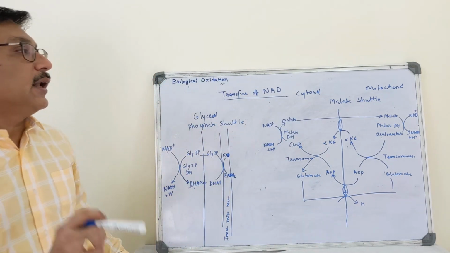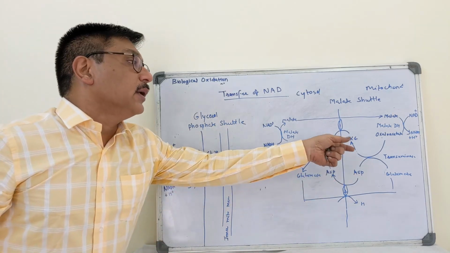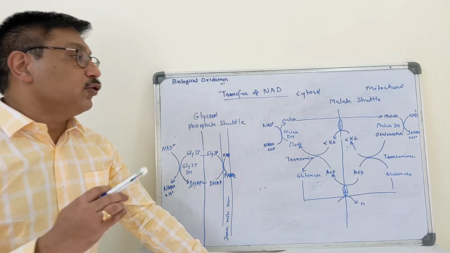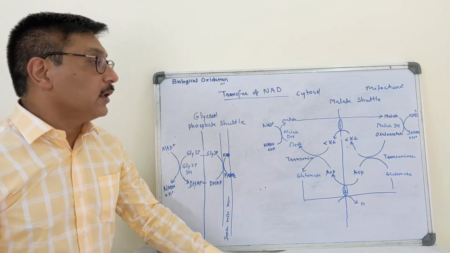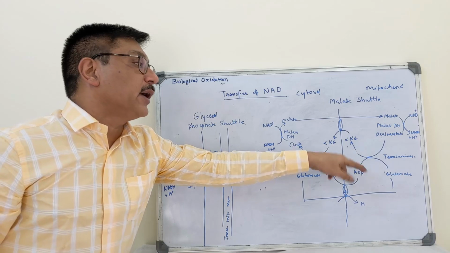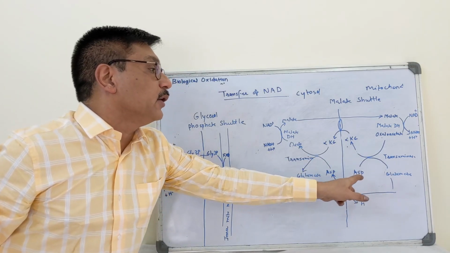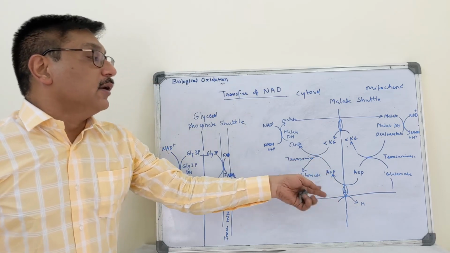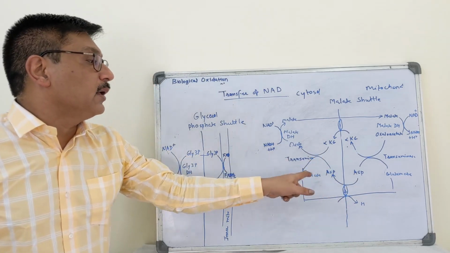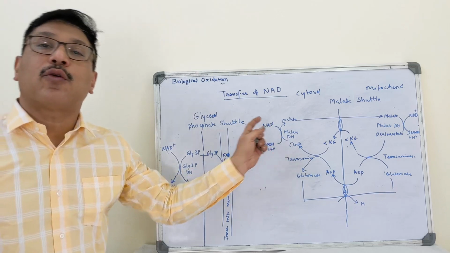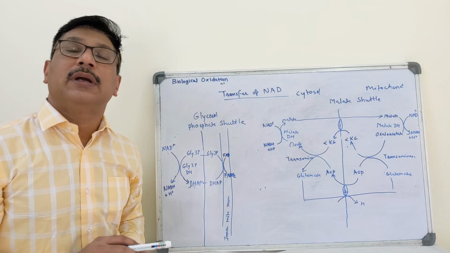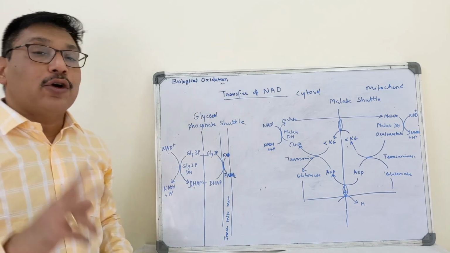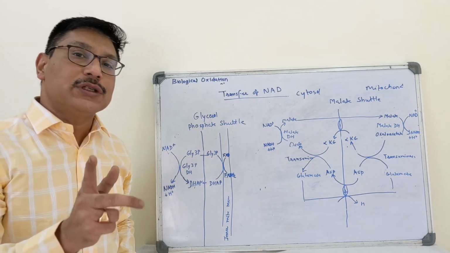But in this malate shuttle, as oxaloacetate is not transported across the inner mitochondrial membrane, it needs to undergo transamination. So oxaloacetate is converted into alpha-ketoglutarate and glutamate is converted into aspartate. Now this alpha-ketoglutarate and aspartate are freely permeable to the inner mitochondrial membrane, and by transamination they will form oxaloacetate in the cytosol. So for transfer of NADH, there exist two systems.